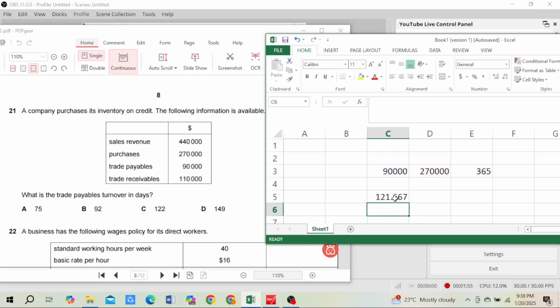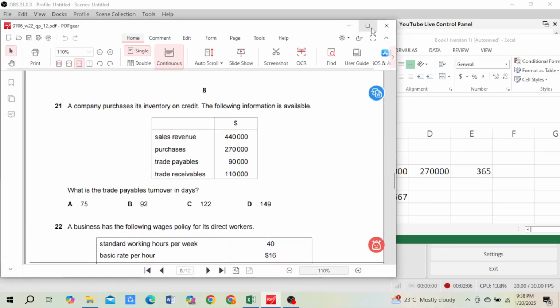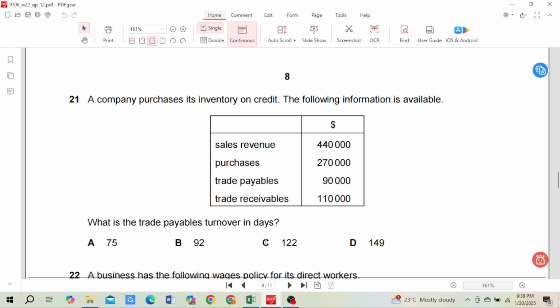So it's coming 121.667 days. So if I round it off, then it's coming 122 days, which is option C. So the correct answer for this question is option C out here.